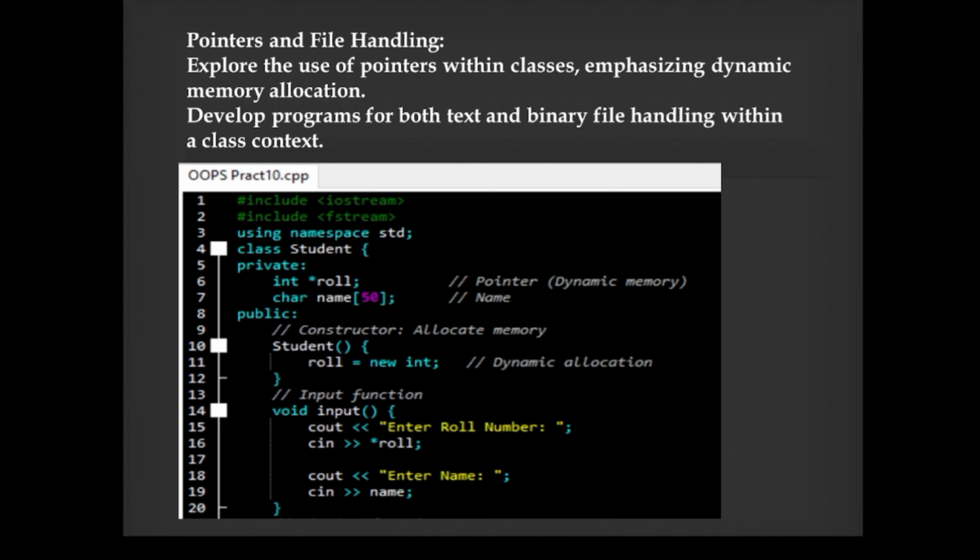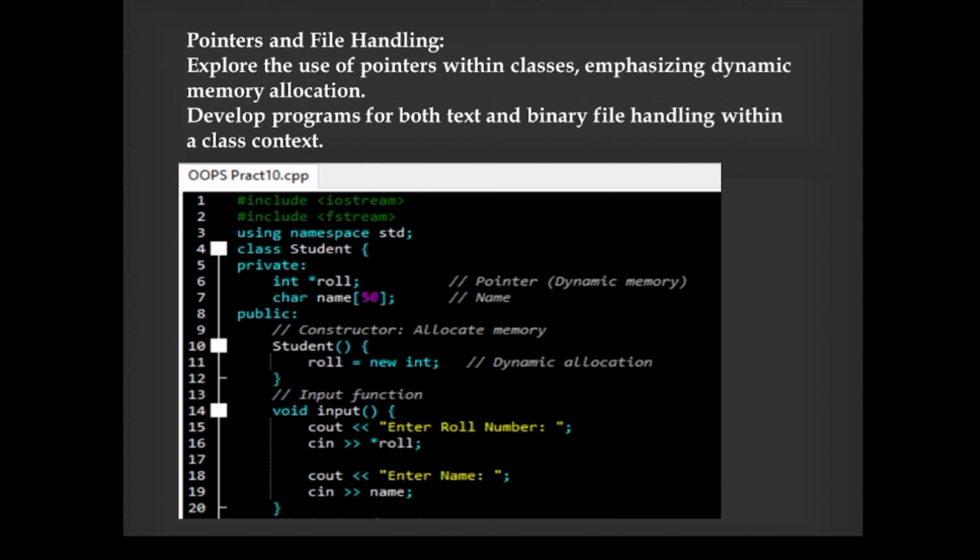Next is public: Student() { roll = new int; }, which runs automatically when an object is being created. And new int basically creates memory in RAM, and roll stores its address. So this is basically a dynamic memory location.